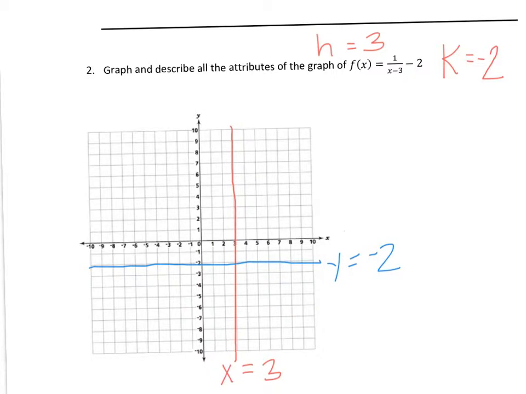After you draw your two asymptotes, from the intersection of the asymptotes, which is right here in the middle, from that intersection you're going to go up 1 over 1 and make a dot.